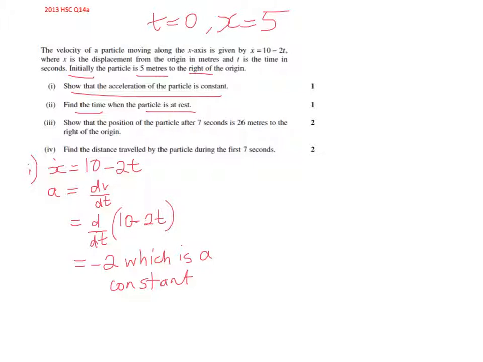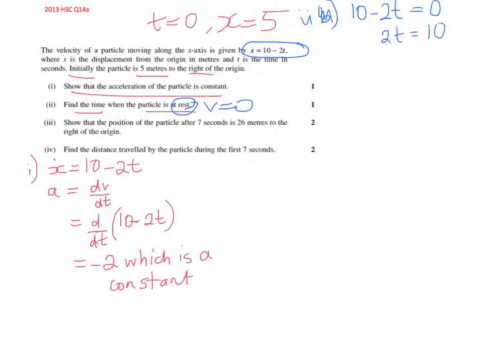So the particle is going to be at rest when velocity equals 0. So here's our expression for the velocity. We're going to make that equal to 0, and solve for t, because the question is asking for when. When means find t. So 2t equals 10, so t equals 5. And t is in seconds, so it's 5 seconds, the particle is at rest.